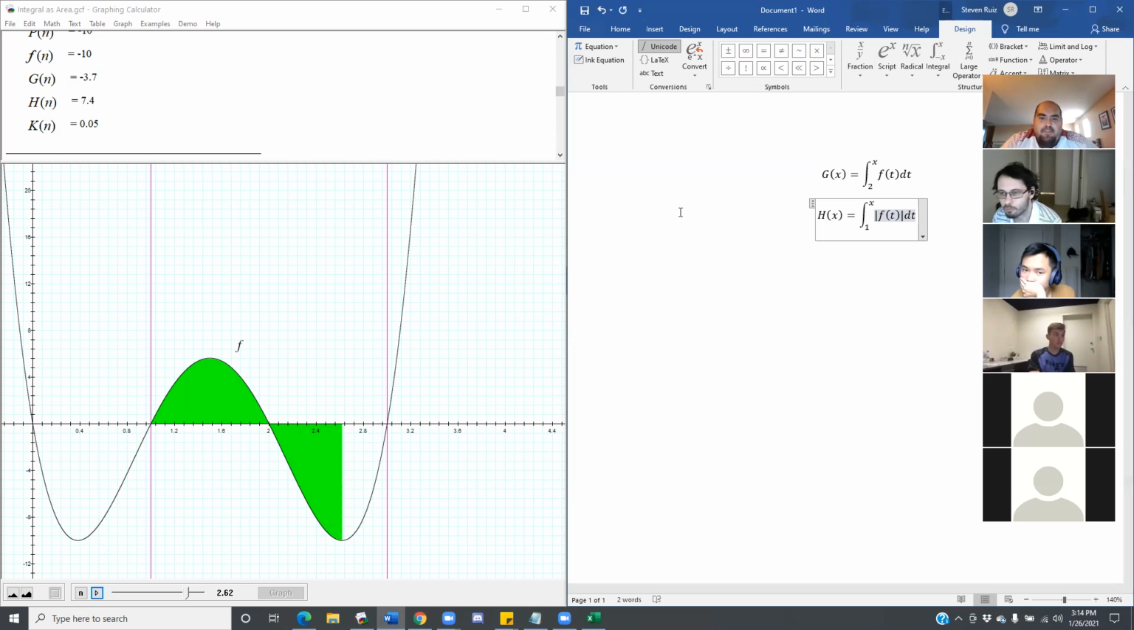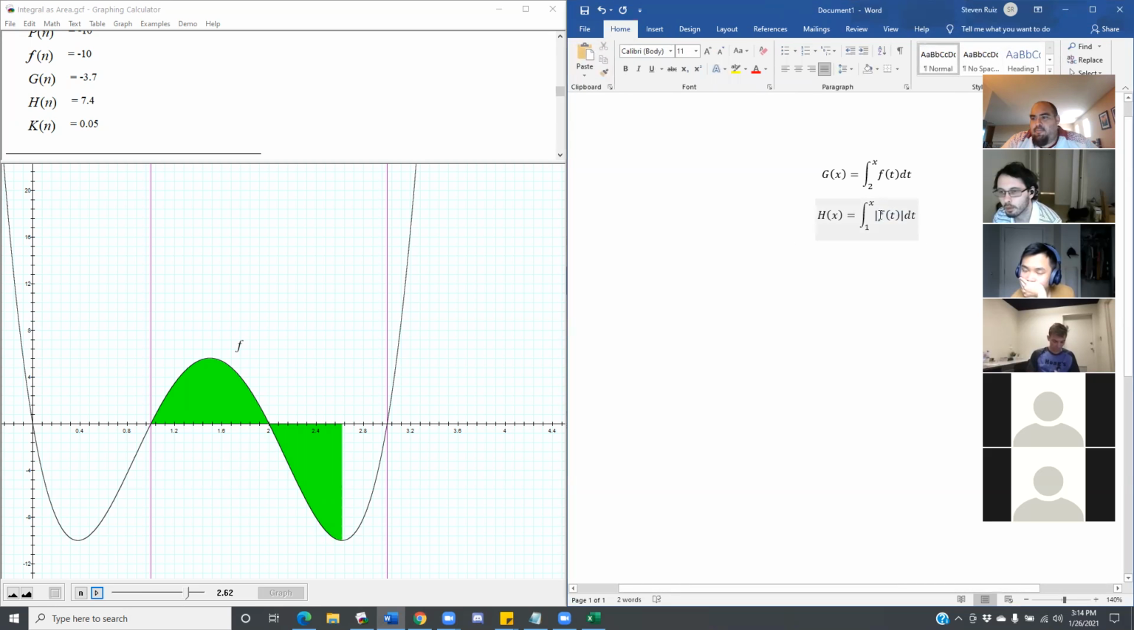And Alan asked, we use the absolute value because it's unsigned area. Yes, that's correct. We want every area added to be a positive accumulation. Any questions on this? Other questions in chat? Okay.